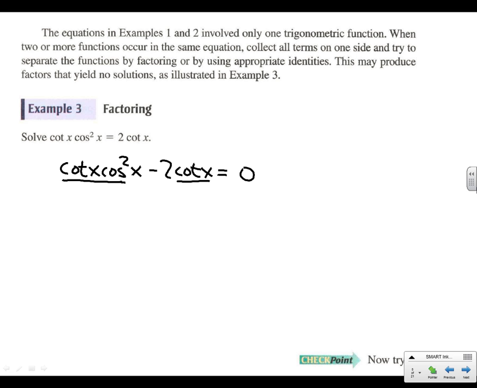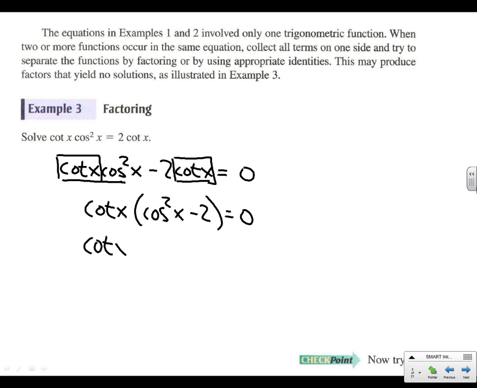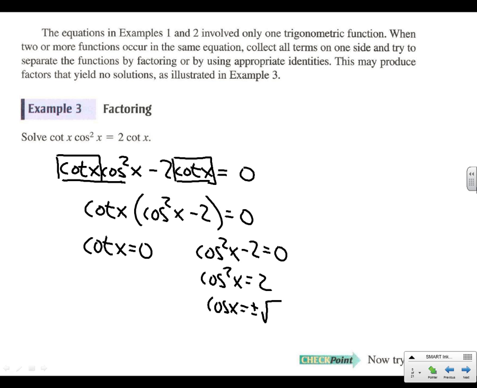And now, we do have a cotangent in both of these terms. We can pull that out. We can factor that out. Cotangent x, cosine squared x minus 2 is what we're left with. And then we're going to solve this just like we normally would with zeros. We've got two different problems to solve. Cotangent x equals 0. Cosine squared x minus 2 equals 0. Or cosine squared x equals 2, or cosine equals plus or minus square root of 2.